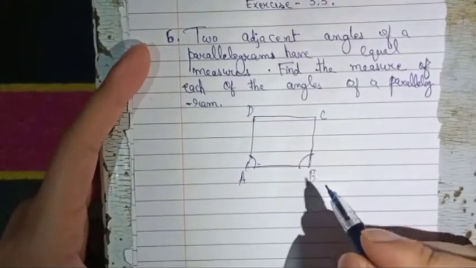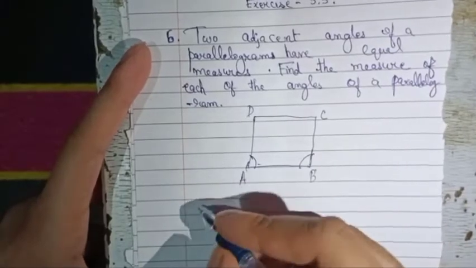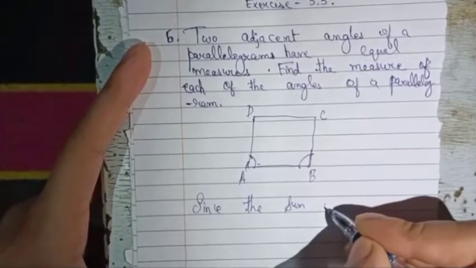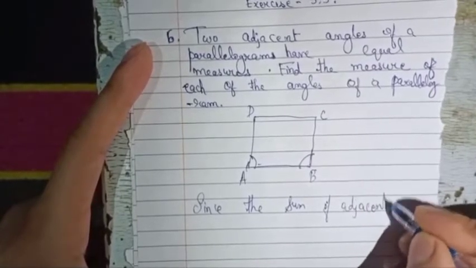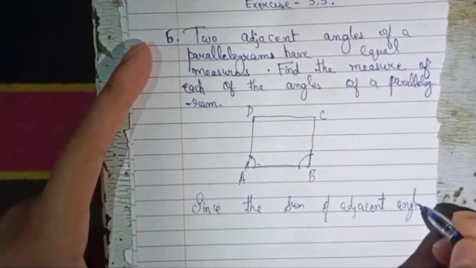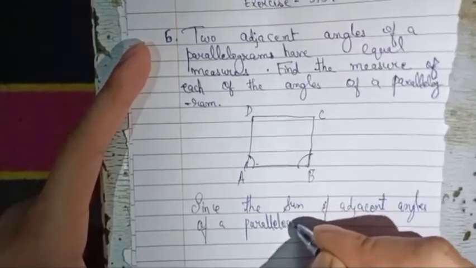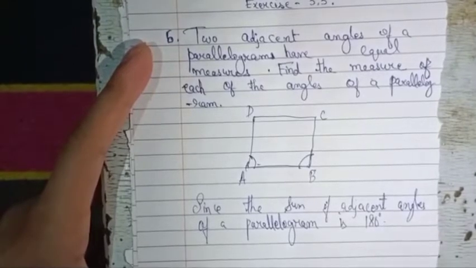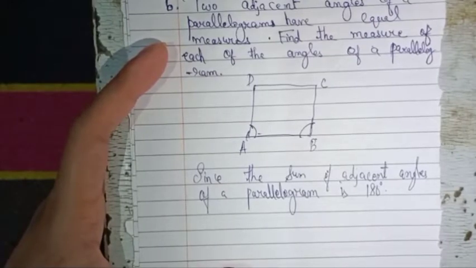So we will apply the property of the sum of adjacent angles of a parallelogram. Since the sum of adjacent angles of a parallelogram is 180 degrees. Okay, it is a property of a parallelogram that the sum of adjacent angles is 180 degrees. Sum of any two adjacent angles is 180 degrees.